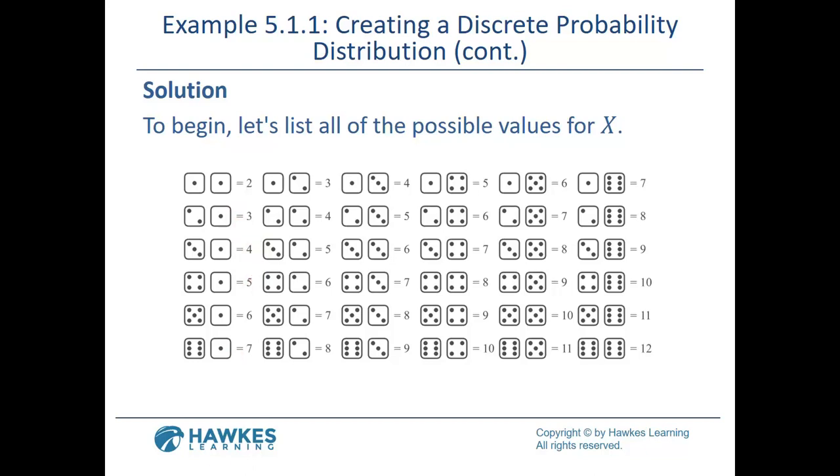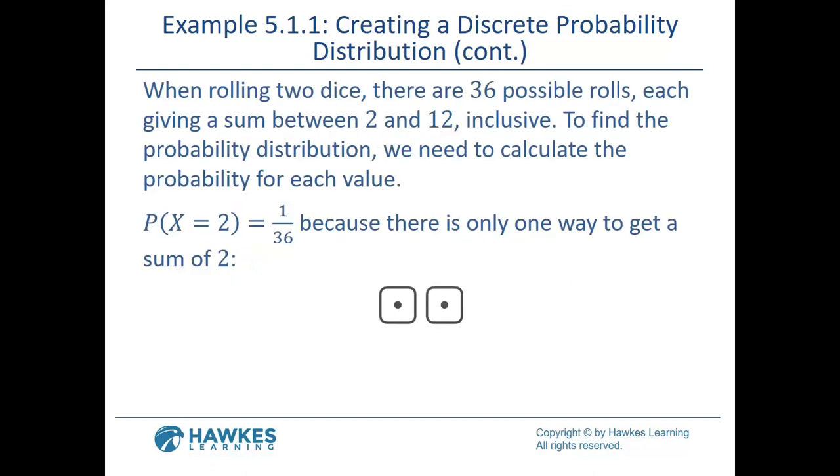So little x is making reference to that individual event itself. To help us out, let's look at the different possibilities. When rolling those 2 dice, there are 36 possible rolls, because remember, you've got 6 times 6, which is why we have 36 different outcomes. Each one of those has a sum, and when I looked at all the sums, they only went between 2 and 12 inclusively. We had no chance of getting a 1, a 0, or a 13. All of our little x values are between 2 and 12.